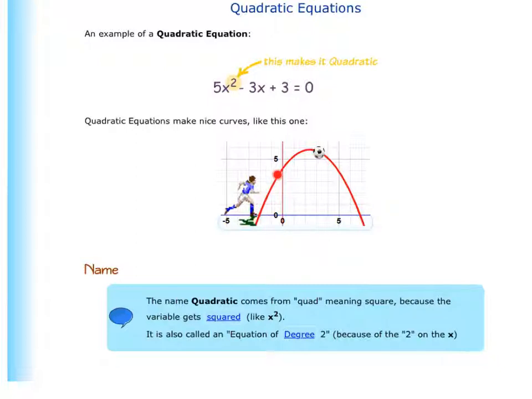When you graph the quadratic, you'll get a nice curve like this, and this is called a parabola. And we'll discuss that a little bit more later. The name quadratic comes from quad, meaning square, because the variable, the x term, is squared, x squared. It is also called an equation of degree 2 because of the 2 on the x. So the highest degree, or the highest exponent that it has, is a 2, so that's called a degree of 2.